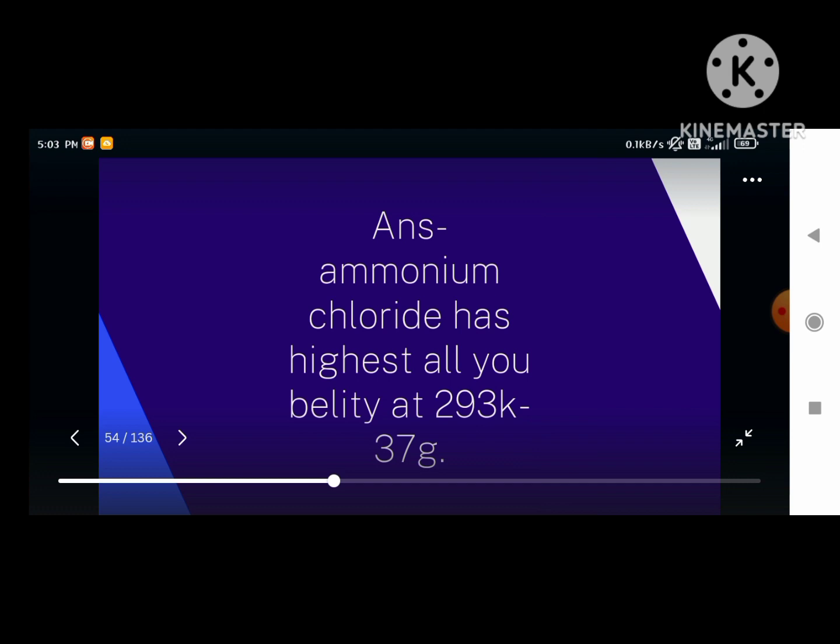So the answer is ammonium chloride has the highest solubility at 293 K, which means 37 grams.